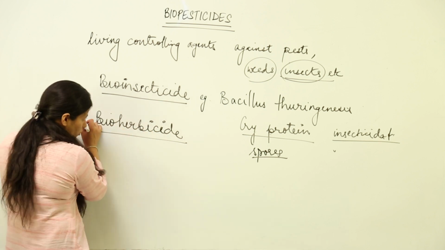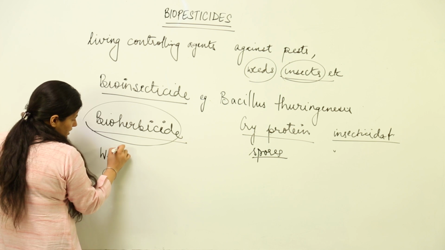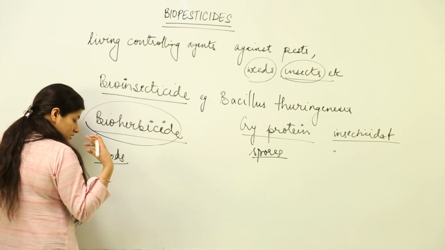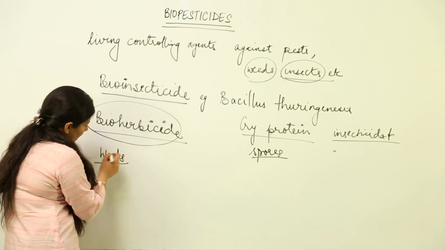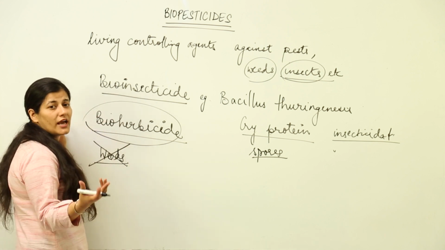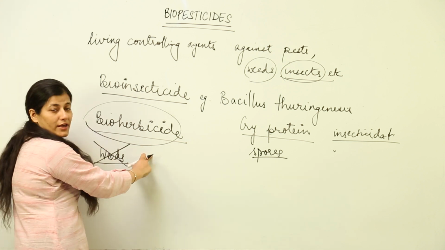What about bioherbicides? There is a big problem of weeds in a field. These weeds come and take away the nutrition. They cause a lot of problems for the crop plant. So, we have to get rid of these weeds. But how do we get rid of them? Either we have the option of chemical weedicides or herbicides, or we have the option of bioherbicides.